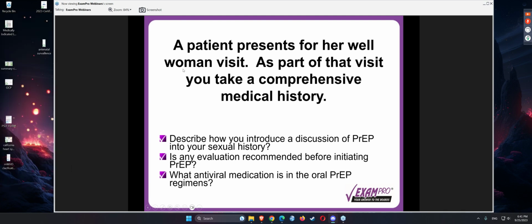So the top part is exactly the same. It's a patient for her well woman visit. As part of that, you take a comprehensive medical history. Describe how you would introduce a discussion of PrEP into your sexual history. And is there any evaluation recommended before initiating PrEP? And what antiviral medication is in the oral PrEP regimens?